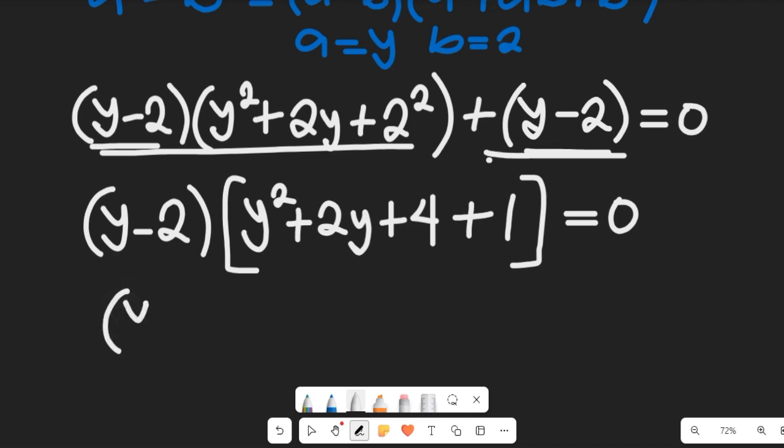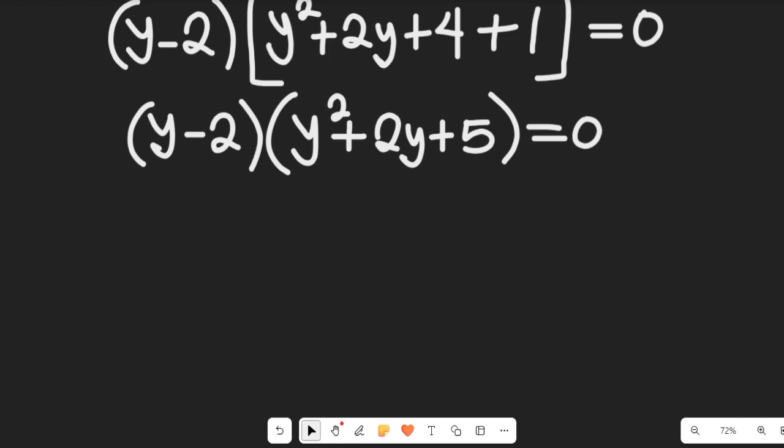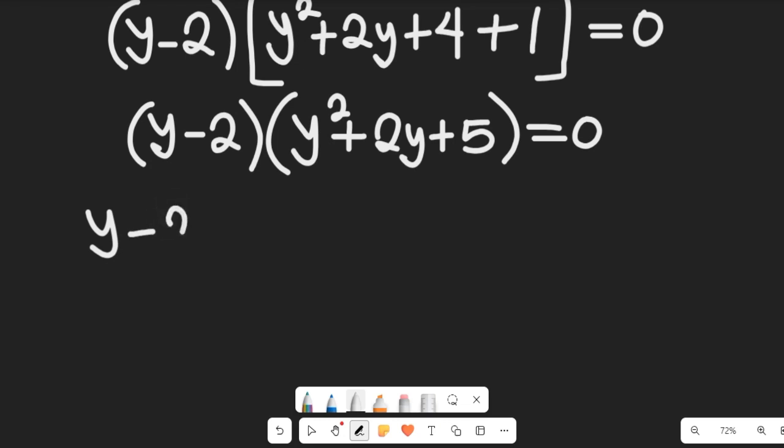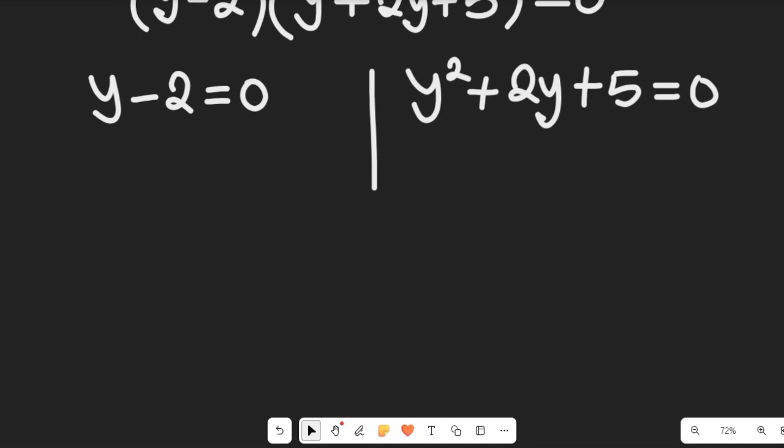So this expression is now going to give us (y - 2) multiplied by (y squared + 2y + 5), and this will be equal to 0. This is more of a zero product rule. So having seen this, we can now conclude that y - 2 can be equal to 0, as well as y squared + 2y + 5 can also be equal to 0. With this, we can find the solutions for the value of y.